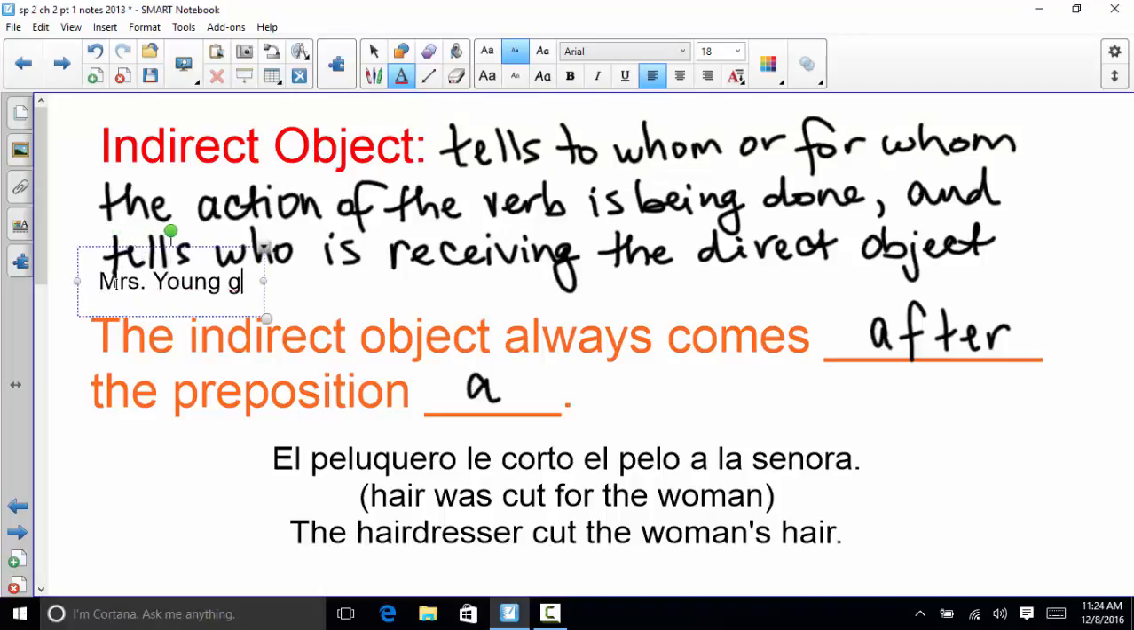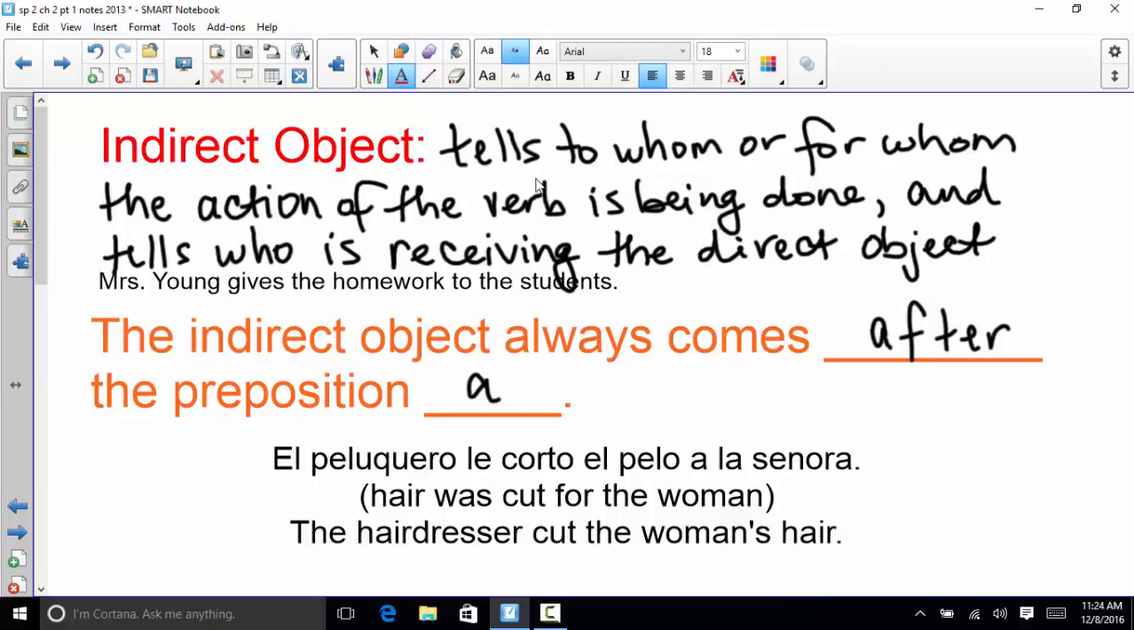Mrs. Young gives the homework to the students. Okay, you'd have to ask, to whom does Mrs. Young give the homework? She gives the homework to the students. So that means the students are the indirect object in the sentence.